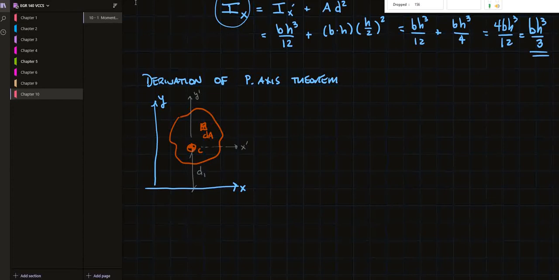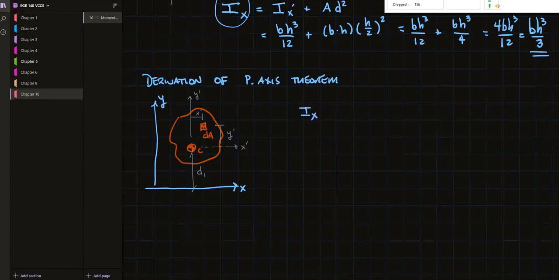From there, we will have a y prime distance to this from the centroidal axis, and an x prime distance to this. So now we've got our axes in there. Let's go ahead and work this then.